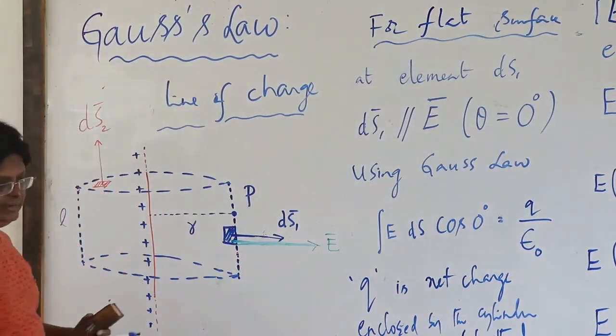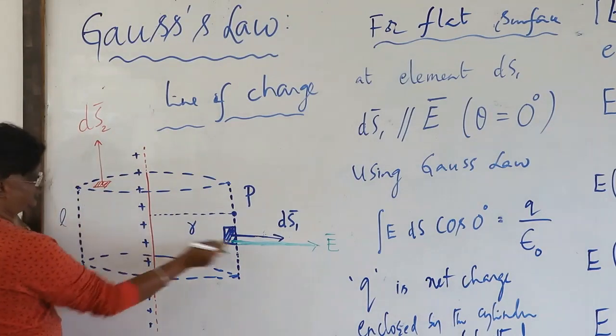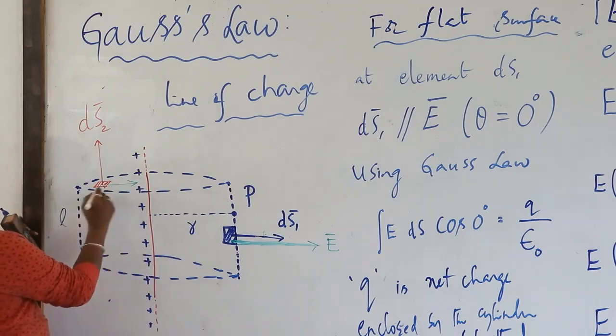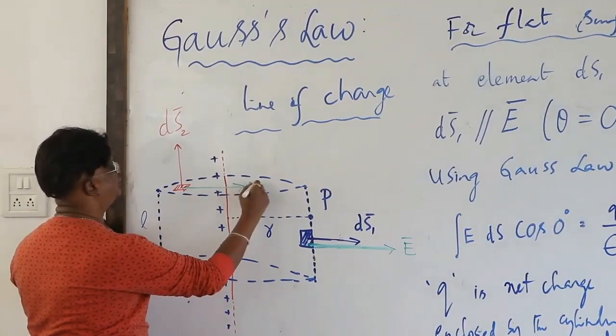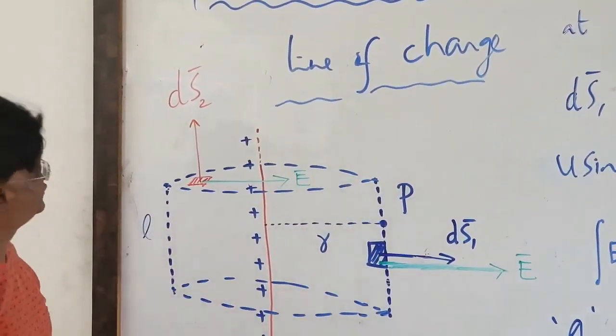Now here you will find that this is ds2 bar, where of course the field, as you can see, this is E bar, the green color you find. This is E bar, the same way as we have represented at ds2 bar.